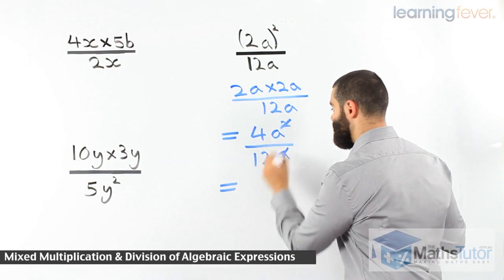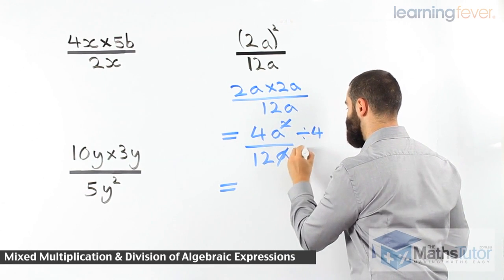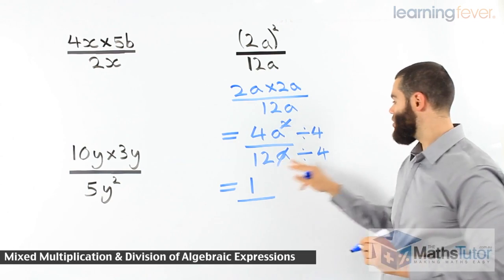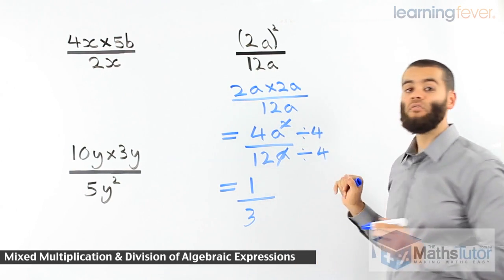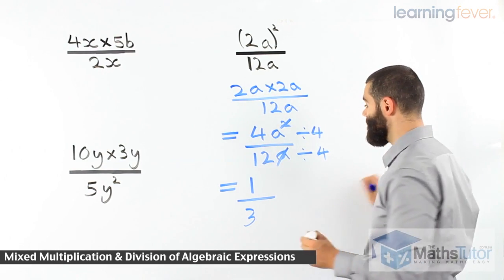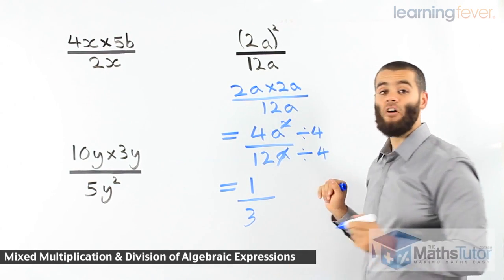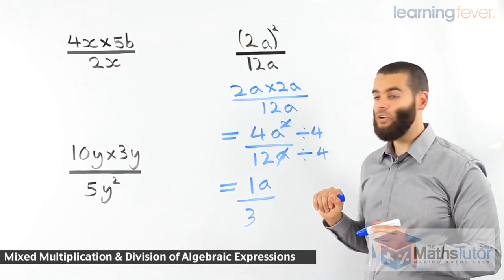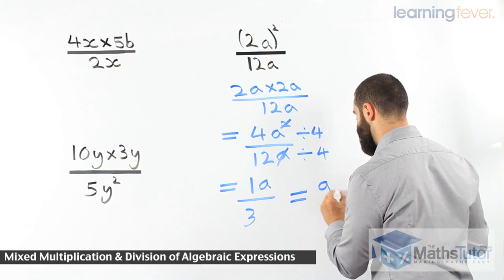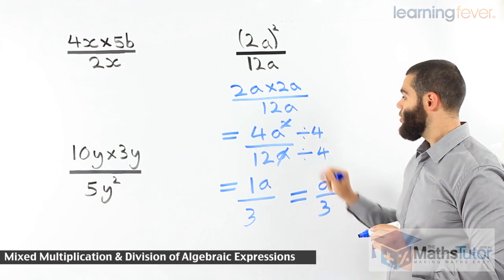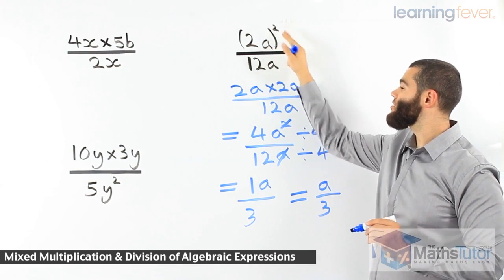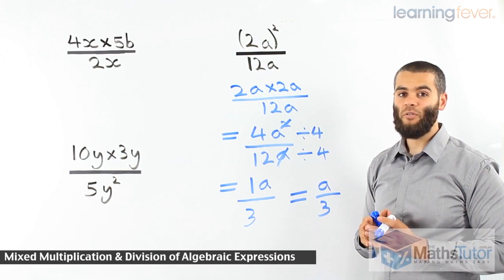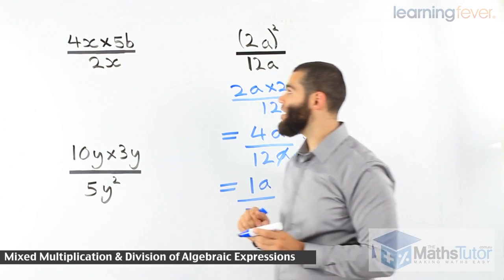4 over 12, we divide by 4, the highest common factor. 4 divided by 4 is 1, and 12 divided by 4 is 3. So simplifying, 4 over 12 is the same as 1/3. The a on the bottom will go with one of the a's on top. We're left with an a on top. So 1a over 3, or you can write it as a over 3. So 2a squared over 12a will simplify, and the answer will be a over 3.